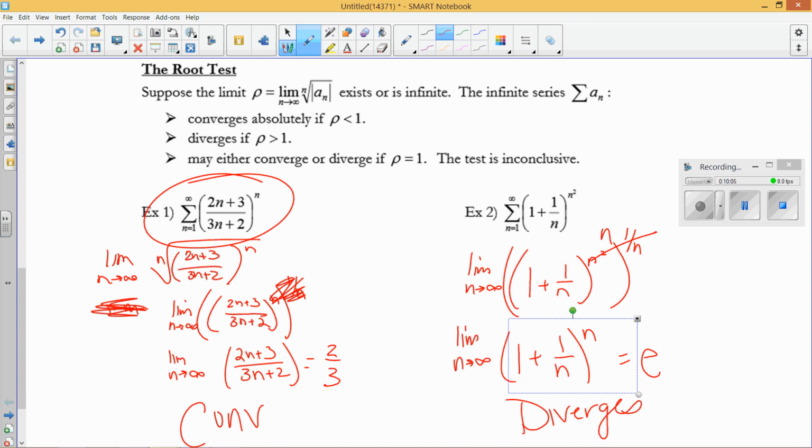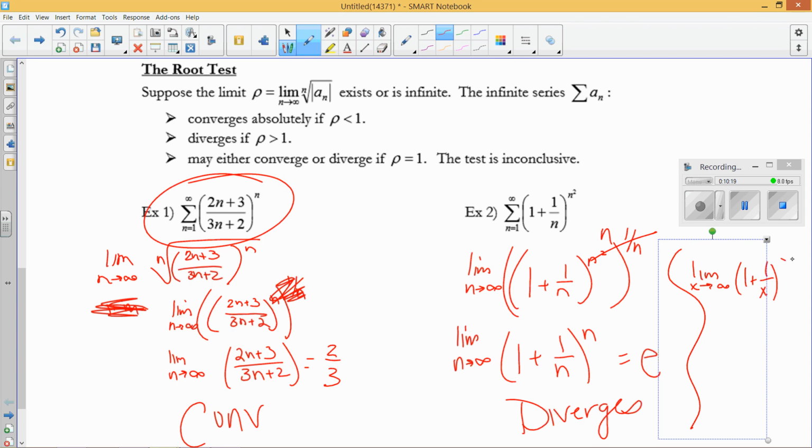Do you guys remember, way back when we did L'Hopital, case 4 of L'Hopital was that case where we had one that showed up, and it was the limit as x approaches infinity of 1 plus 1 over x to the x. And when we went to evaluate this thing, I said you set it equal to L, and then you take the ln of both sides, and you evaluate the limit. This exact limit showed up, and the answer to that limit was e. Should you know that? Yes.